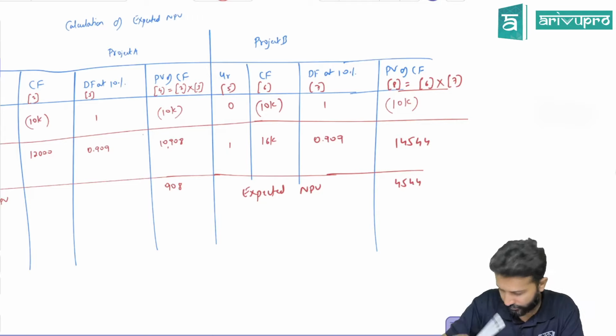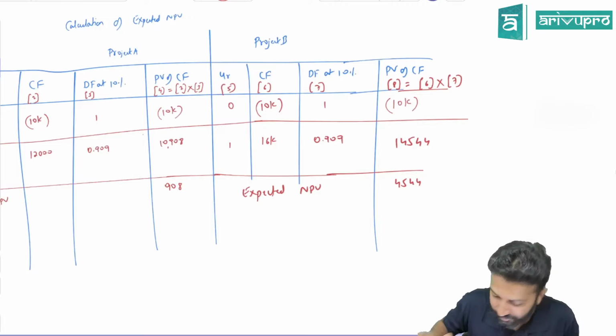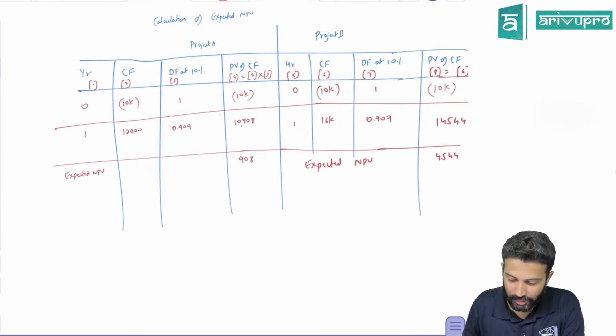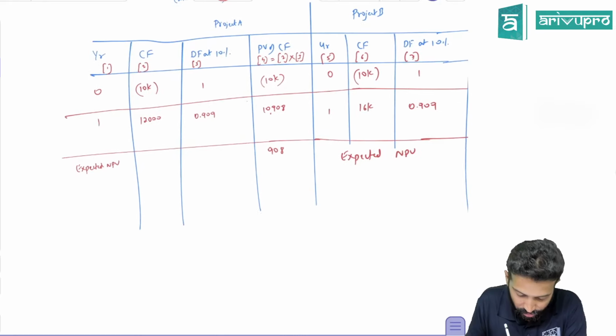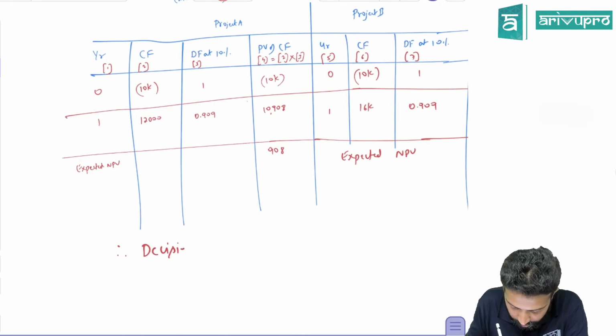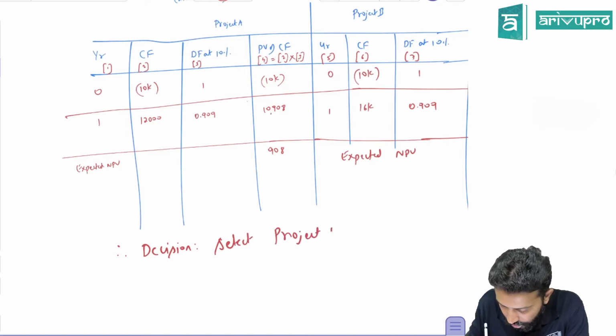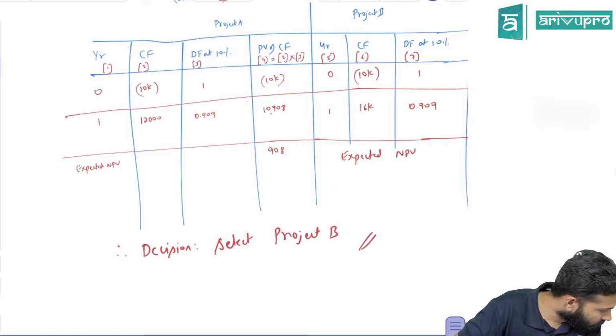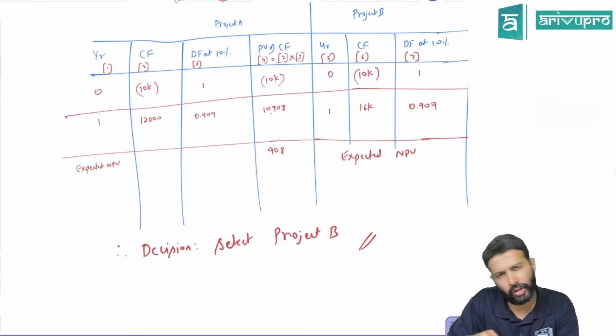Which is higher? Which project is giving me the higher expected NPV? B. So what is the decision? Select project B. That's all. Can the discount factor be the cutoff rate also? Yeah, the cutoff rate is also the discount factor.